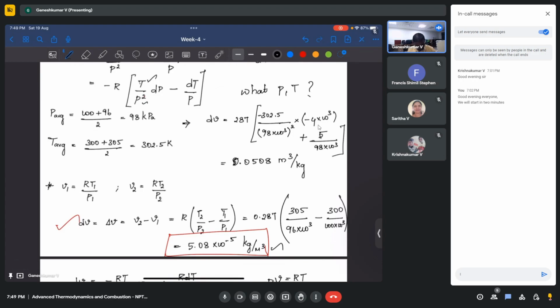There is a 10 power minus 5 here. Is the calculation here right? 305 divided by... Sir, I'm getting the same value. Okay, this value is right. Yes, sir. Okay, how about this value? Is this value right?